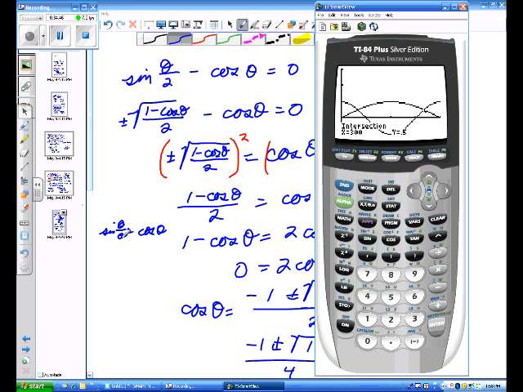So you can check these using your calculator. And again, if you solved it and it was in the radian mode, then you can put your calculator in the radian mode and do the same thing. But it gives us a way of solving.